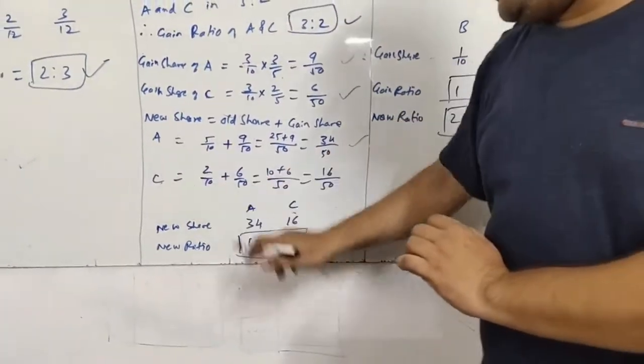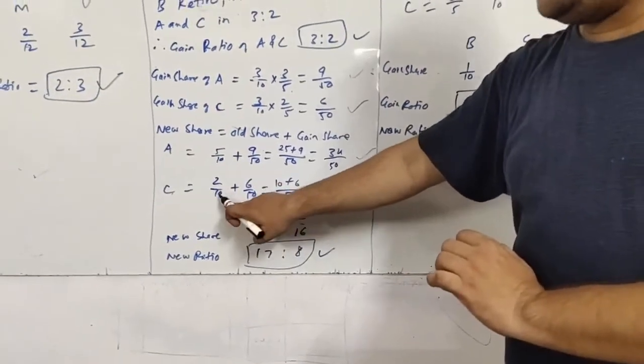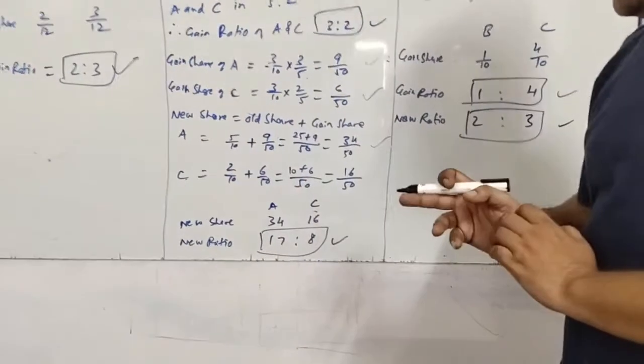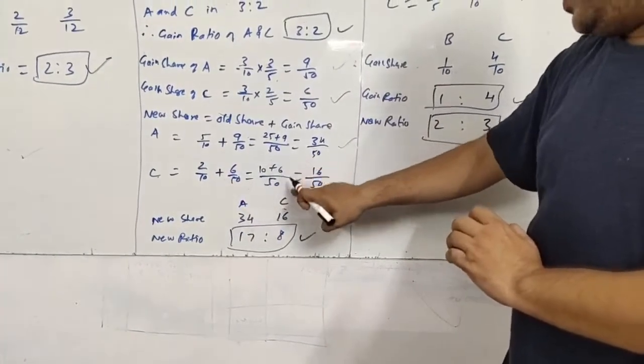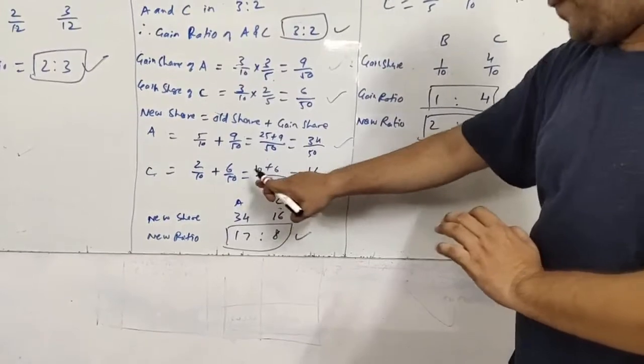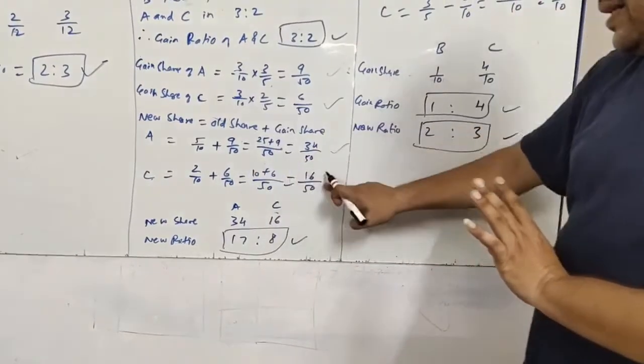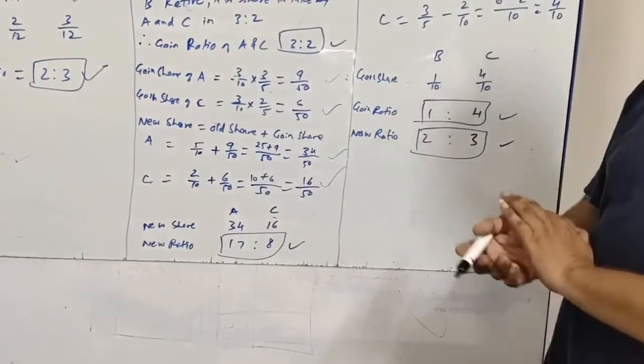In the case of C, 2 upon 10 is the old share and the gain share is 6 upon 50. 50 will be the LCM. 10 into 5 is 50, so 2 into 5 is 10, and 6 stays 6. So 10 plus 6 is 16 upon 50.